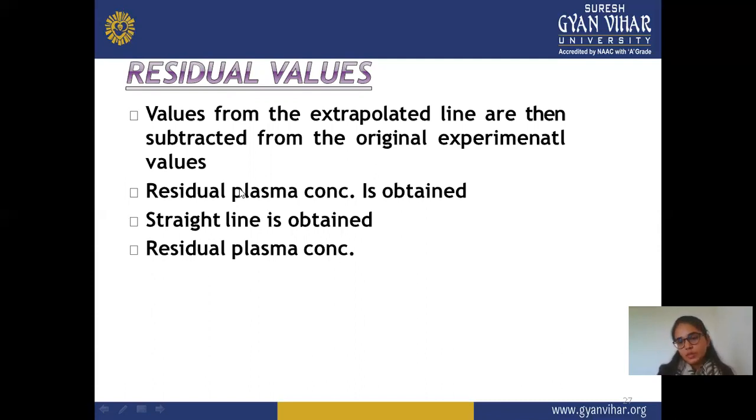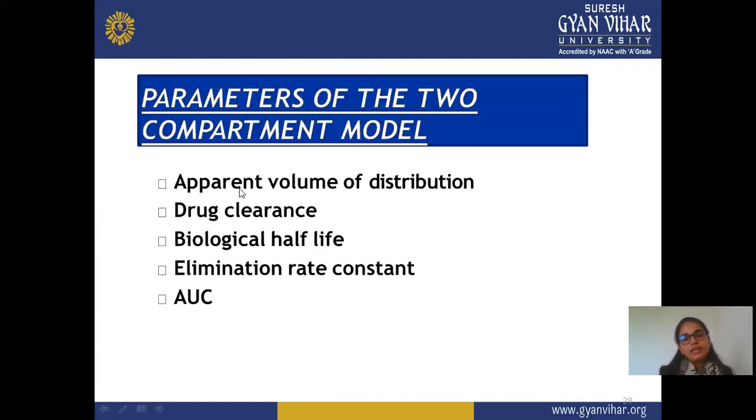Next is residual plasma concentration. Means residual plasma concentration is also obtained in the residual value. Next are the parameters of a two compartmental model. So these are the requirements or parameters which are required for this two compartmental model or multi-compartmental model.